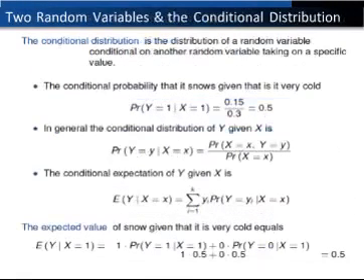Two random variables and the conditional distribution. The conditional distribution is the distribution of a random variable conditional on another random variable taking on a specific value. The conditional probability that it snows given that it is very cold in example 1 is 0.5. In general, the equation of the conditional distribution of y given x and the conditional expectation of y given x is also given on this slide. The expected value of snow given that it is very cold, in the last example, is 0.5.